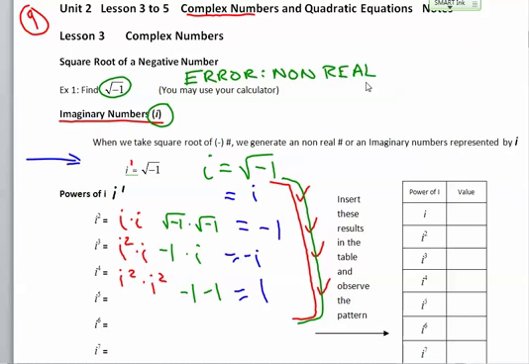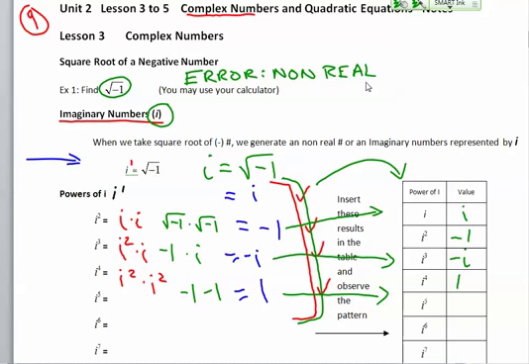Do you guys have this copied down so far? Actually, as a matter of fact, before I clear over here, let's take these values now and bump them over to this table. So i to the 1st power, we just call that i. Anything to the 1st power is just itself. i to the 2nd power, we said was negative 1. We said i to the 3rd power is a negative i, and i to the 4th power is a positive 1.